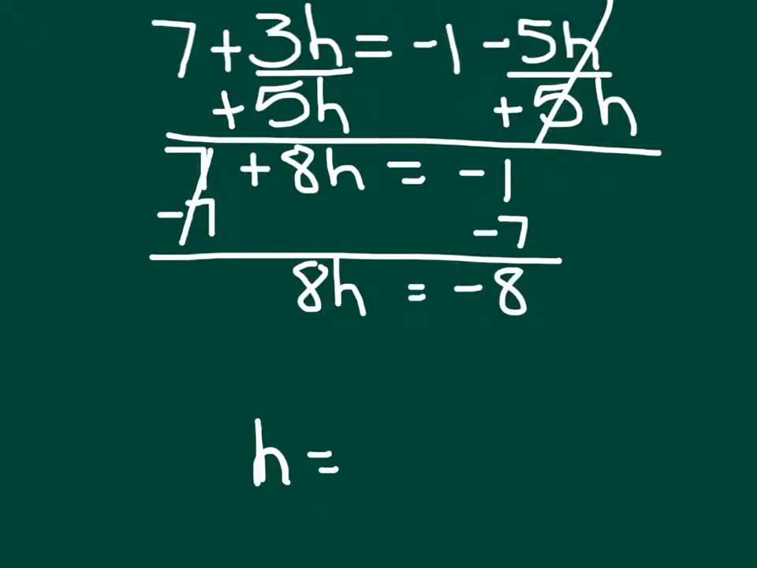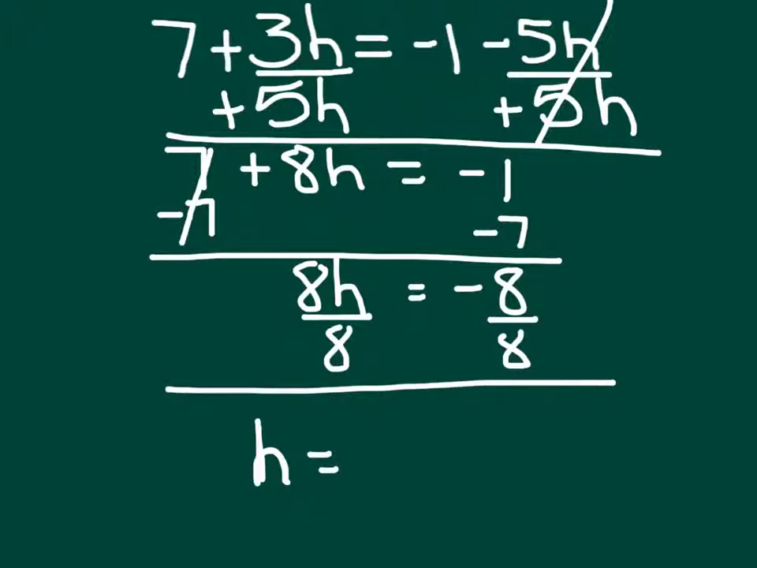We want the 8 in front of the h to go away, so it is currently multiplying, so we're going to divide by 8 on both sides of the equation. And that's going to leave us with h equals negative 1.